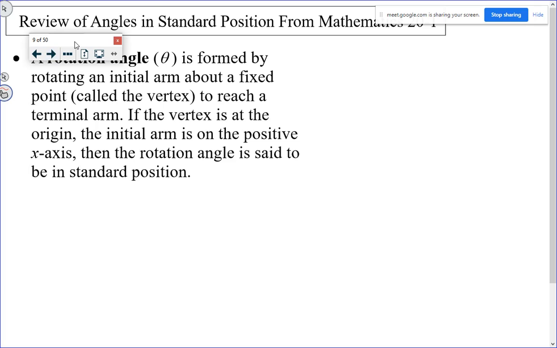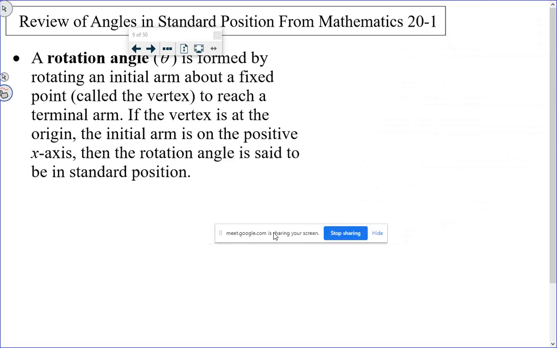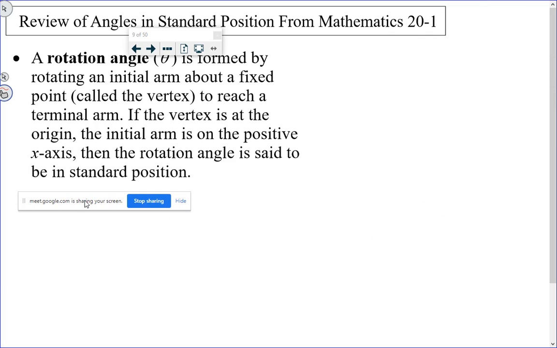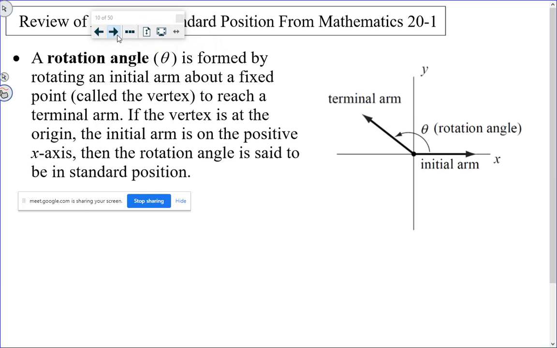Now we're going to review something that you learned in Math 20. And we call this coordinate trigonometry. It's the idea that we put angles on the coordinate grid. And we're no longer limiting ourselves to angles in triangles. We call them rotation angles. A rotation angle is formed by rotating something called an initial arm to a location called a terminal arm. And the rotation angle is the angle that you rotate through.